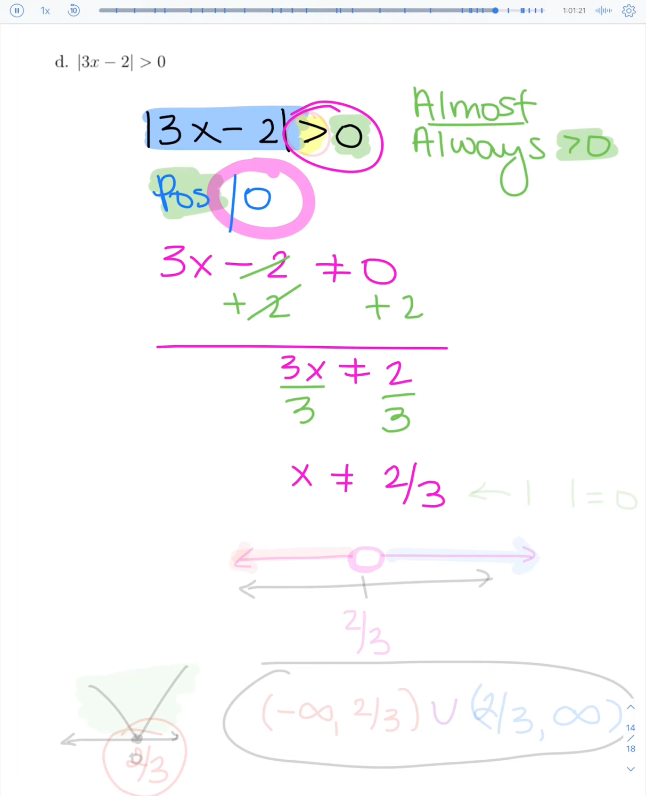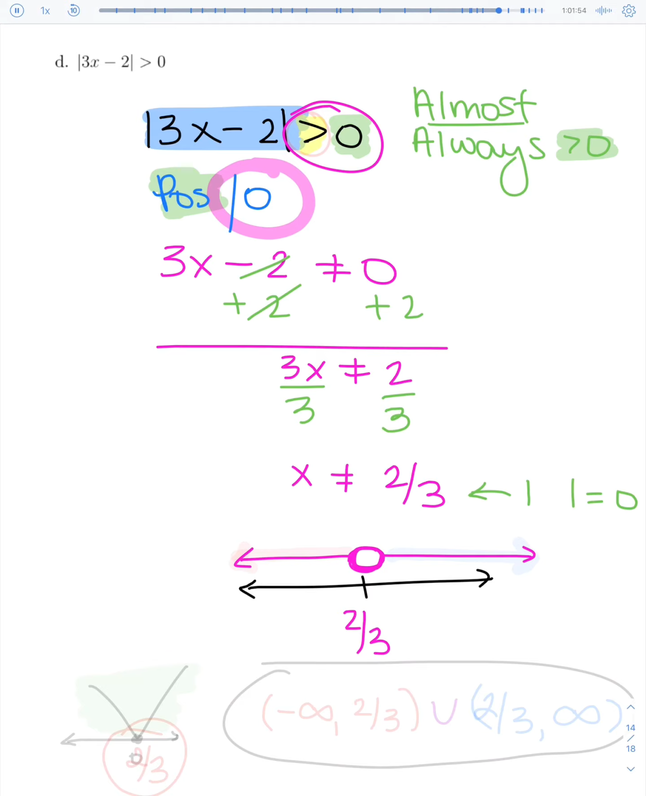So what this means is that the absolute value of 3x minus 2 will be greater than 0 everywhere but at 2/3, because at 2/3 the absolute value will actually equal 0. So anywhere else is fine, but 2/3 is not okay because that's where it'll equal 0. So let's go ahead and draw a number line. Let's put our 2/3 there. So anything to the left, anything to the right, just not 2/3, which means I'll have this little gaping hole at 2/3.